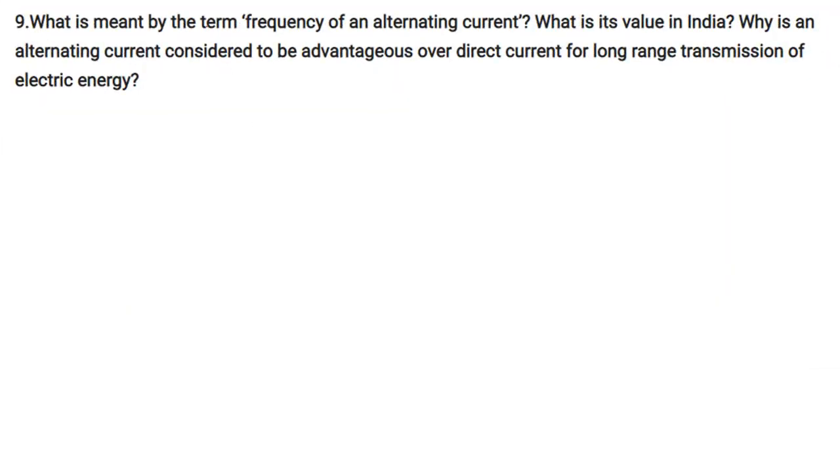What is meant by the term frequency of an alternating current? What is its value in India? Why is an alternating current AC considered to be advantageous over direct current for long range transmission of electrical energy?